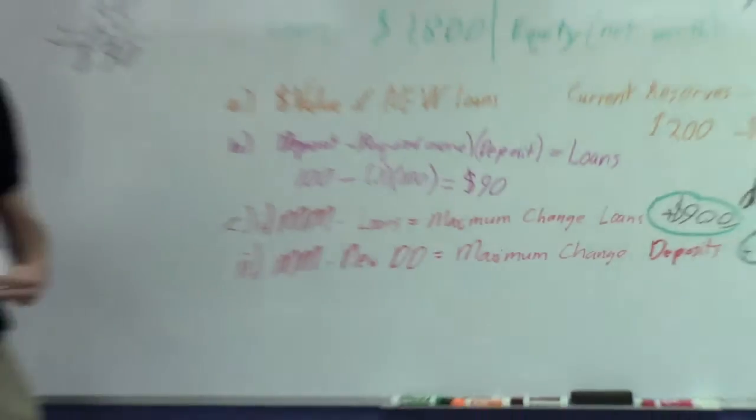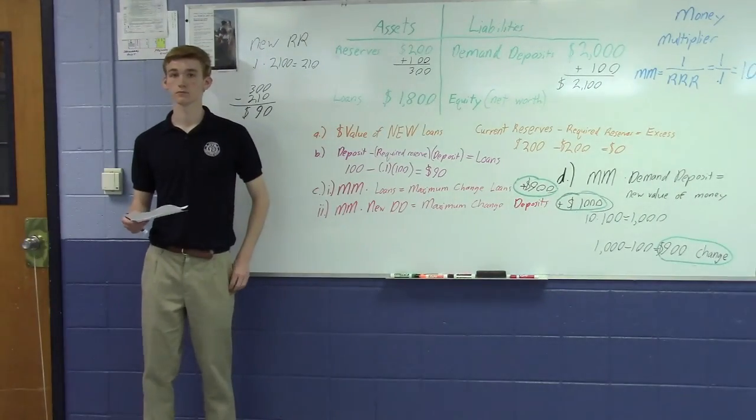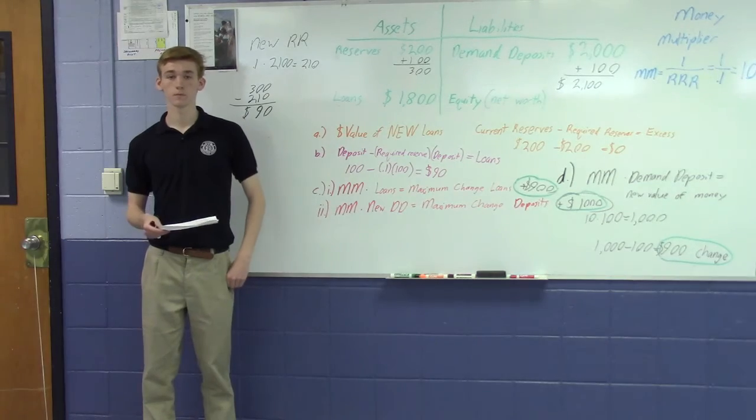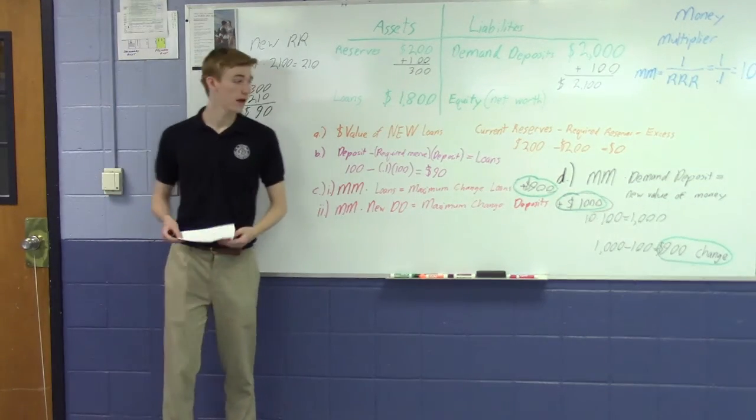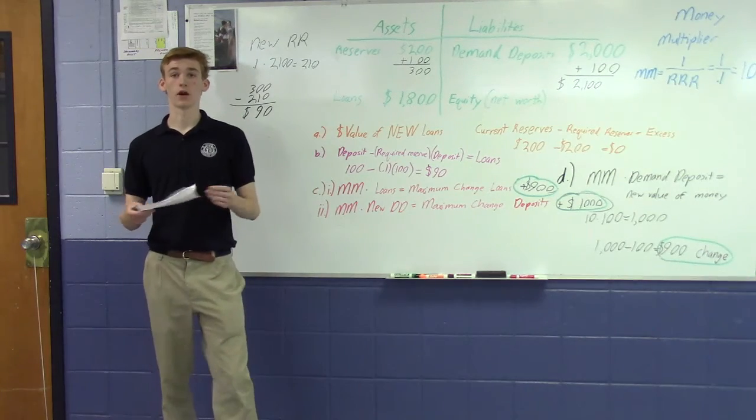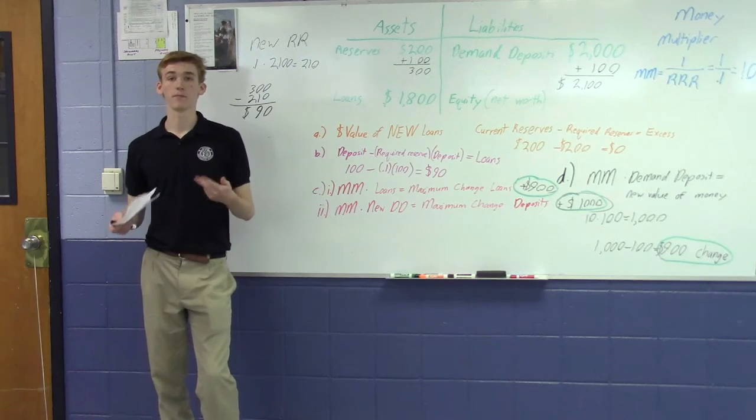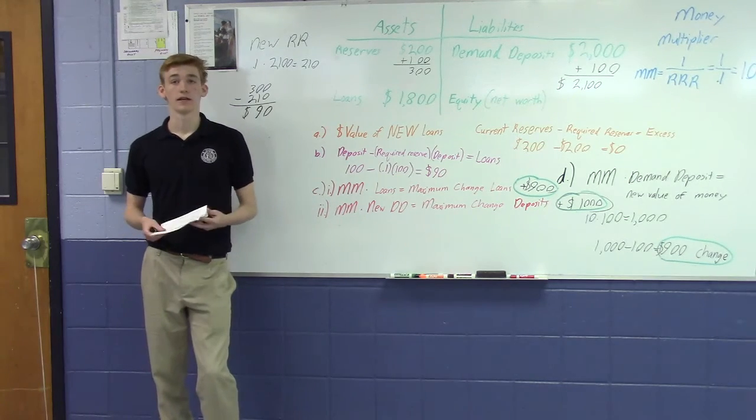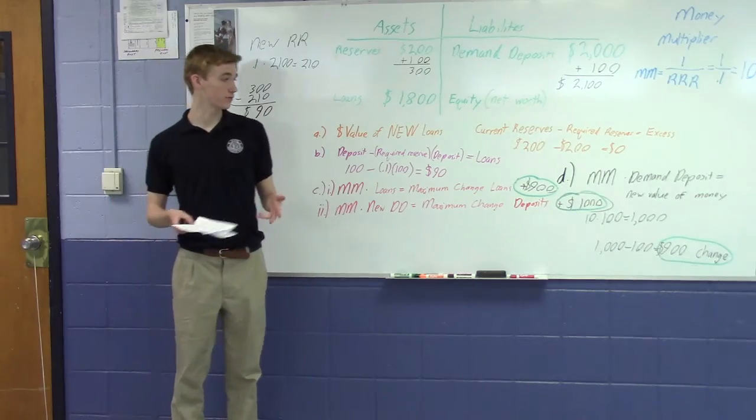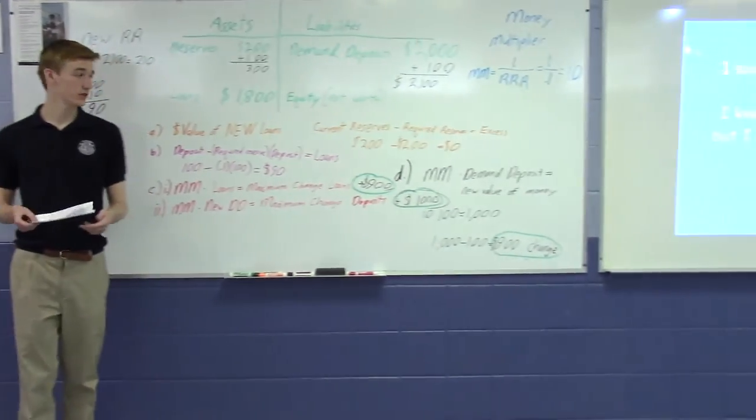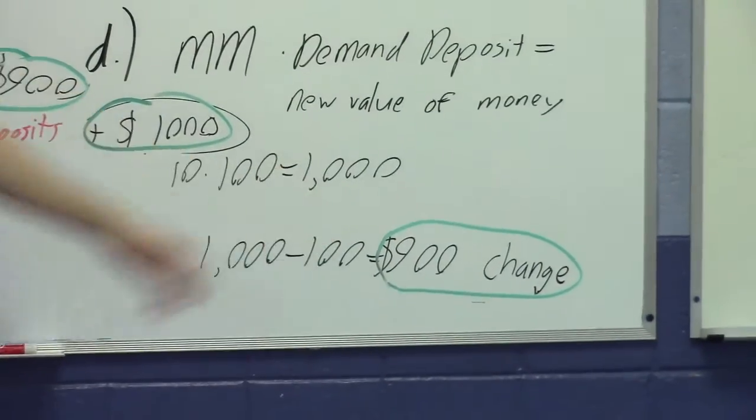As a result of Mr. Smith's $100 cash deposit, calculate the maximum change over time in the money supply. Now, once again for this question, you need to use the money multiplier of 10 and multiply that by the $100 that have been deposited. Now the value of this money due to the money multiplier is going to increase to $1,000. And now the difference between the two, 1,000 and 100, is $900. So the maximum change in the money supply would be $900.